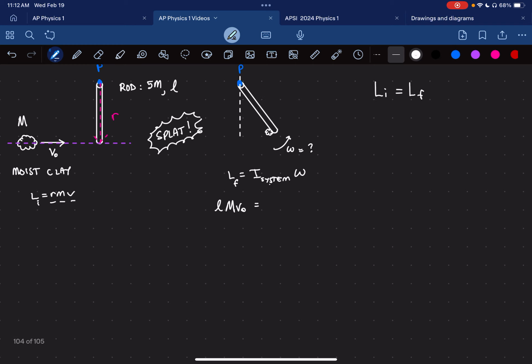Now I need the rotational inertia of the system. Here we have a rod about one end, that is ML squared over 3. And we're going to need to add to that the rotational inertia of that blob of clay, which we're going to treat as a point mass. If we call m1 the rod, we can call m2 the clay times r squared.